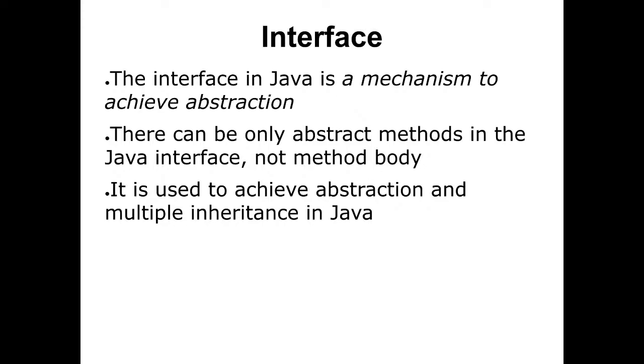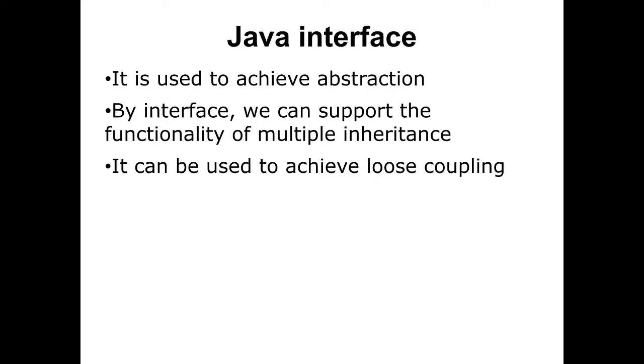maybe not the multiple inheritance exactly, but kind of multiple inheritance, when we have multiple classes. In this case, not classes, but interfaces, which can be implemented inside the class. So the idea is that, again, it is used to achieve abstraction. I think there are too many mentions of it, but that's the most important one. And by interface we can support the functionality.